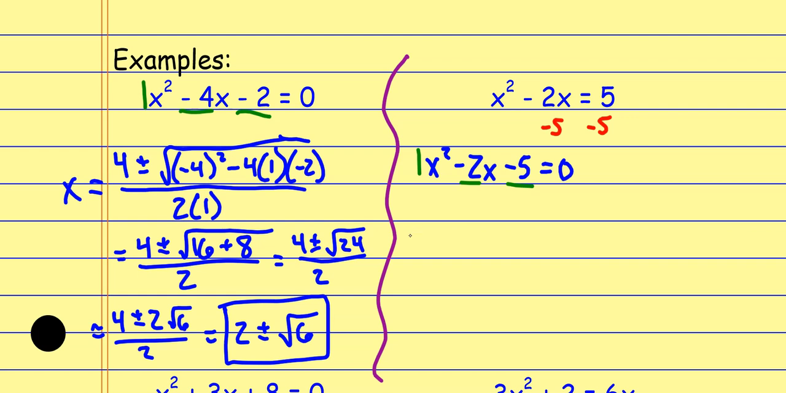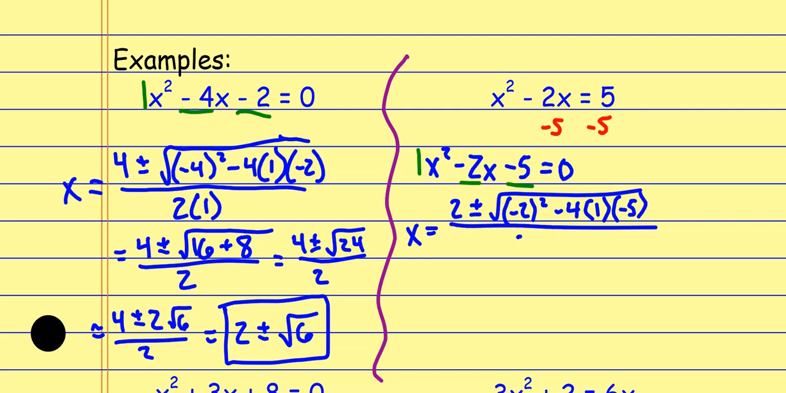The opposite of b is a positive 2, plus or minus the square root of b squared, so that's a negative 2 squared, minus 4 times a, which is 1, times c, which is a negative 5. And it's all over 2a, which, of course, again, is a 1. And I would just start simplifying this in chunks. So I have 2 plus or minus the square root. Looks like a 4 and then a plus 20. So I happen to have a 24 under the square root again.